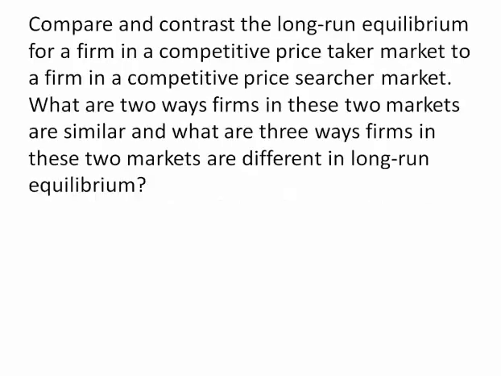In this problem, we're told to compare and contrast the long-run equilibrium for a firm in a competitive price-taker market to a firm in a competitive price-searcher market. We're asked what are two ways firms in these two markets are similar, and what are three ways firms in these two markets are different in long-run equilibrium. So the easiest way to work this problem is first to draw out what long-run equilibrium looks like for the two industries.